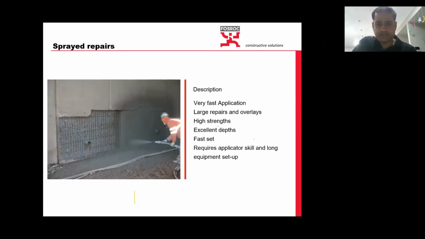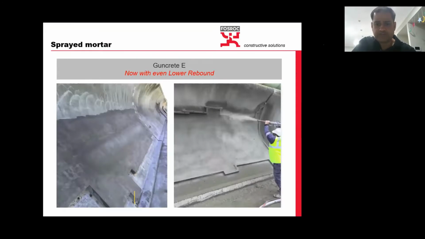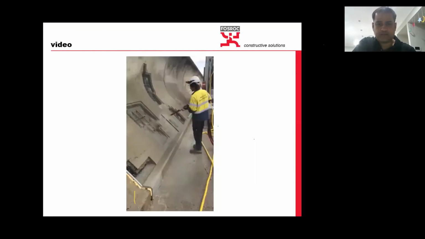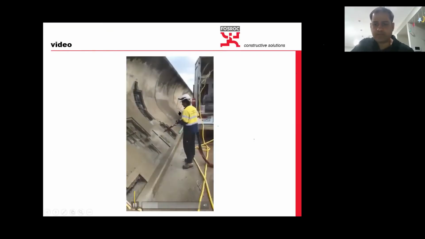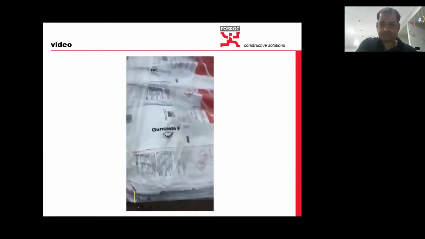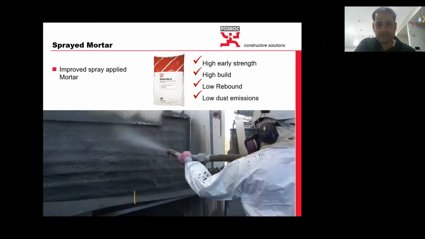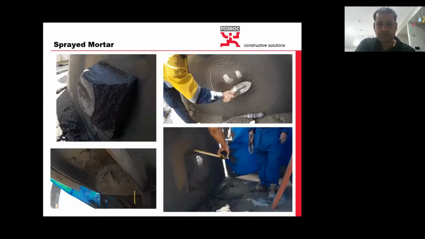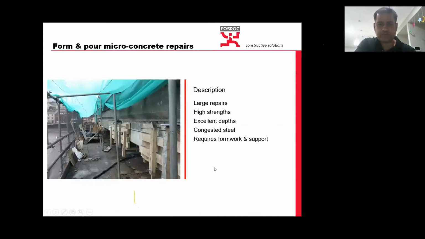Sprayed on materials. This is a project from the UK, but this is how, for larger repairs, you could also spray apply. This is a project in Victoria where they are spraying and repairing with a spray applied material. So you can see the technology has gone much ahead. This is how thick it can be used. This was a trial for a sprayed on material.